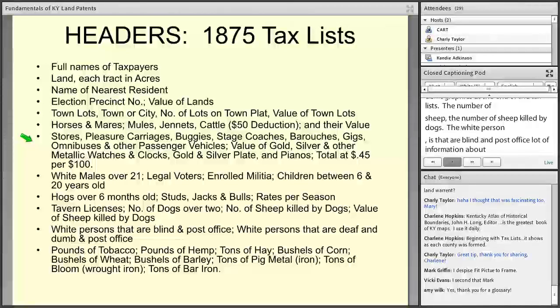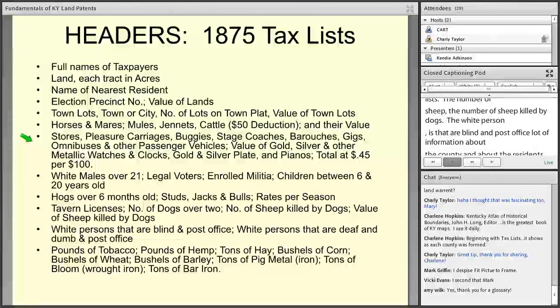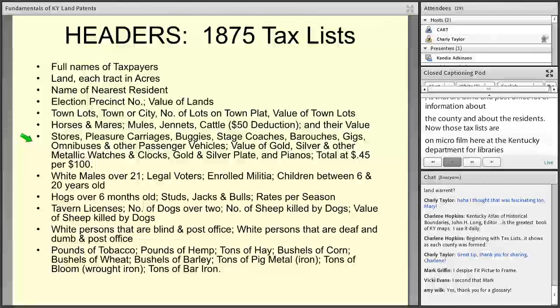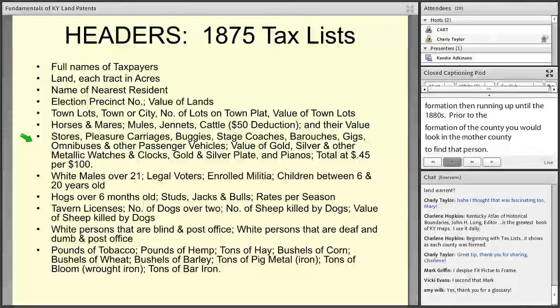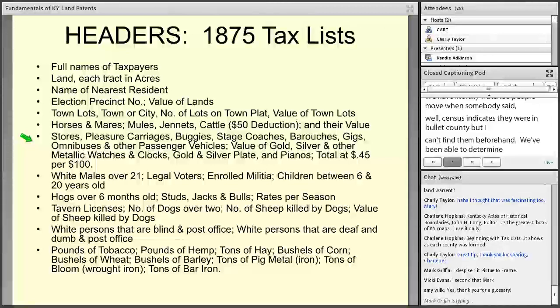Now, those tax lists are on microfilm here at the Kentucky Department for Libraries and Archives, the Kentucky History Center. Over the years, we have encouraged our counties, in which we have given talks, to acquire rolls of microfilm of tax lists. There will be several rolls, starting from the year of county formation and then running up until the 1880s. Prior to the formation of the county, you would look in the mother county to find that person. We have literally watched people move when somebody said, well, the census indicates they were in Bullitt County, but I can't find them beforehand. We've been able to determine what year that person got to Bullitt County by studying the Shelby County tax list, for example. We follow them through.